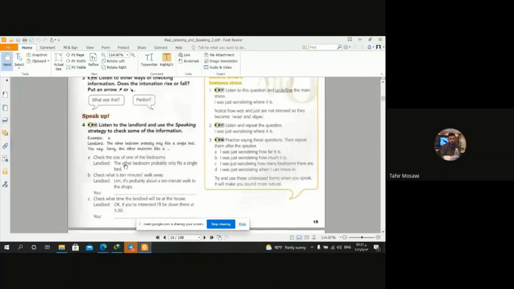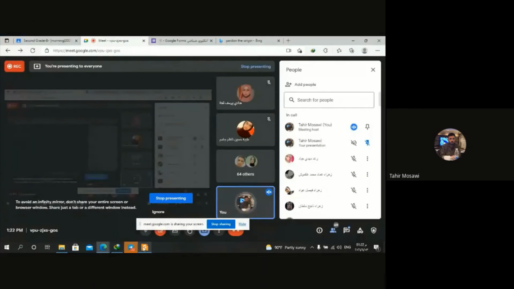ايش راح تقول؟ راح تقول sorry the other bedroom fits a. يعني انت سمعت اكو غرفة اخرى وانه حجمها بس ما سمعت حجمها ايش قد، سمعت جزء من اللي قاله بس ما سمعت الجزء الاخير. ايش تقول؟ تقول sorry تعيد نفس الكلام اللي قاله sorry the bedroom fits a. وإيش راح يقول a single bed. راح يعيد الحكاية. أوكي واضحة هذا الكلام يعني شلون تخلي شخص يعيد معلومة.